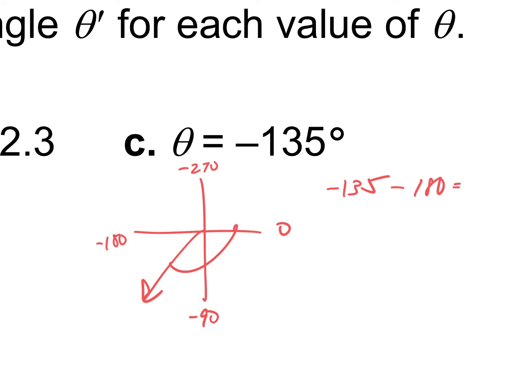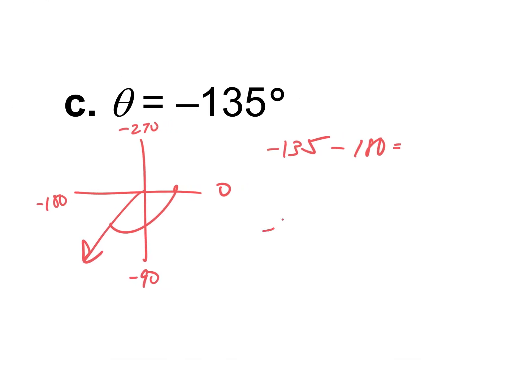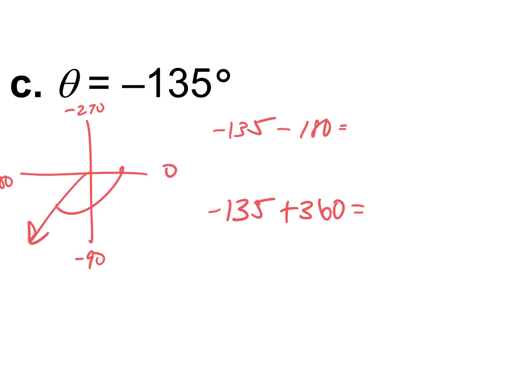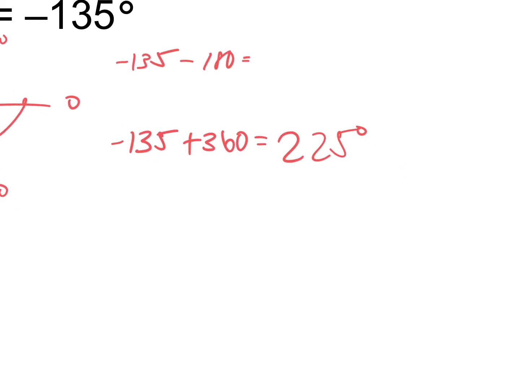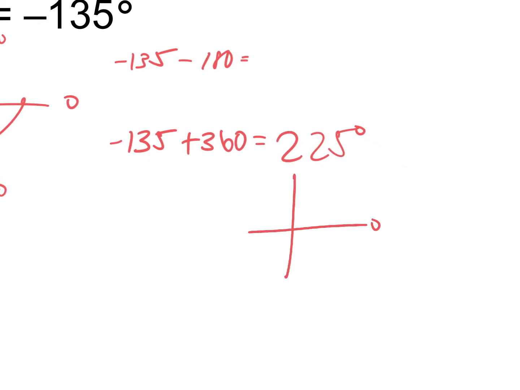How do you find the coterminal angle? For negative 135, how would I find a positive coterminal? I would add 360. What's negative 135 plus 360? We get 225 degrees. Now we're working. Let's think about this. 0, 90, 180, 270. Where is 225? It's in quadrant 3.